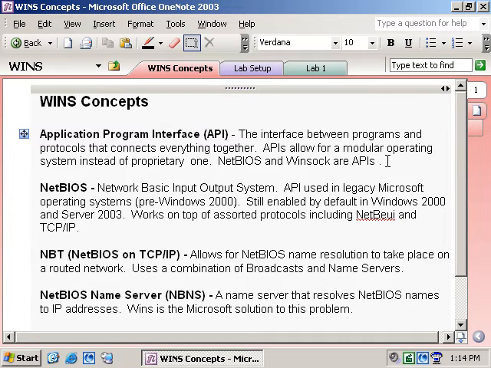Now, let's break this down and try to figure this out a little bit better. An application program interface sits between programs and protocols. Think about it from this perspective: if we write an operating system, we want to write it in a modular fashion. When I say write it, I'm talking about programming this operating system to make it work. And what's going to happen if I do this in some sort of compatible fashion?